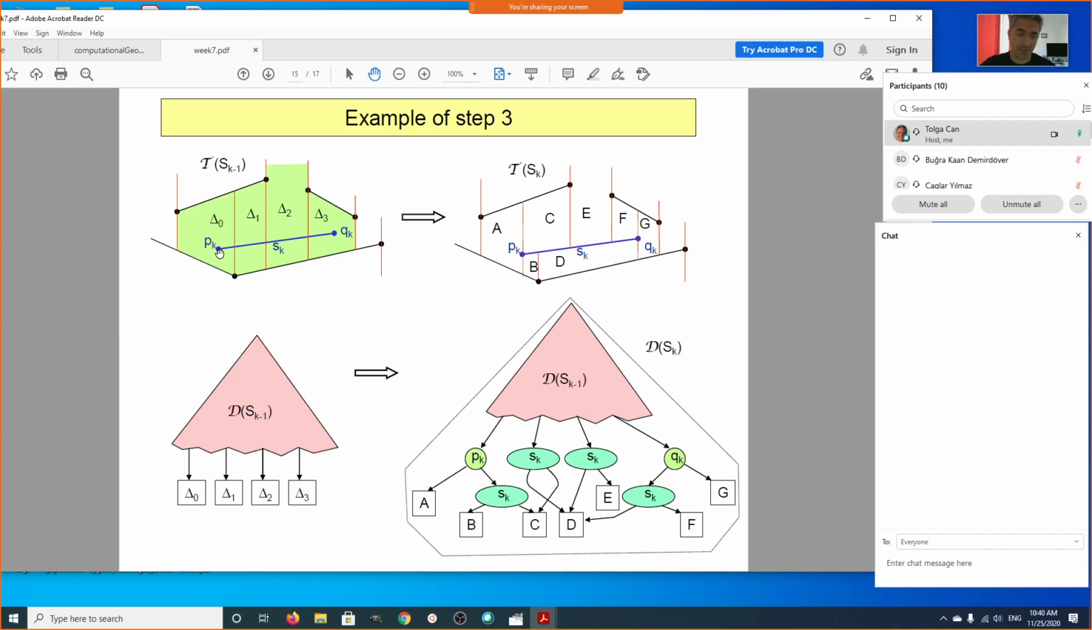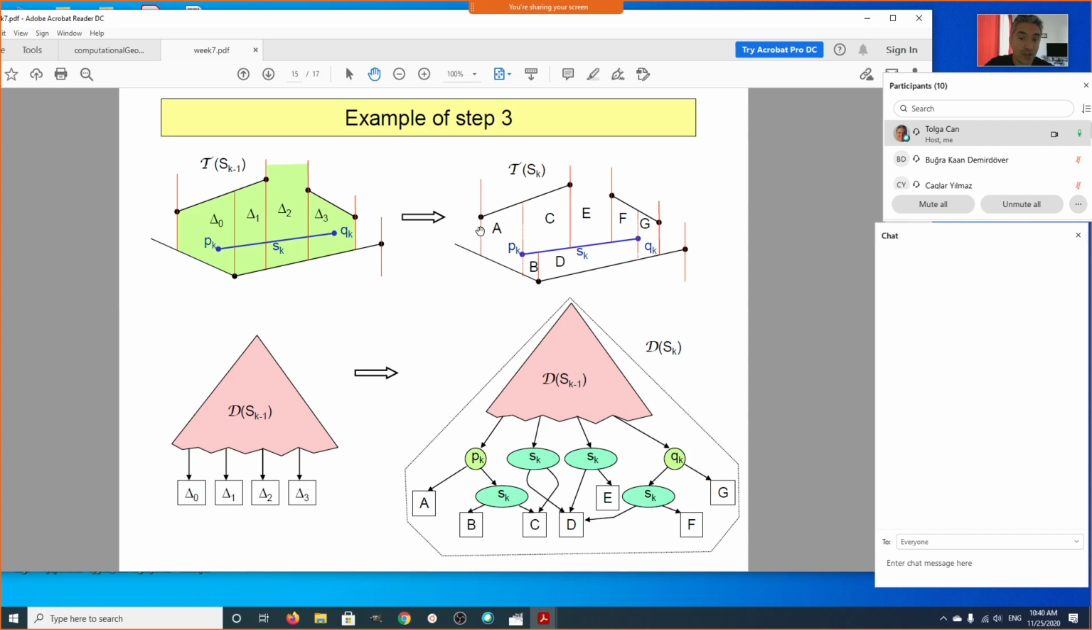Now, if our segment intersects 4 trapezoids, from delta 0 to delta 3, how are we going to update the search structure? How are we going to update the trapezoidal map? First of all, these 4 leaf nodes are going to be deleted. Let's delete all of them. Now, how many new trapezoids are going to be introduced? As you can see, to the left of PK and to the right of QK, we have single trapezoids with the same top and bottom as the previous one.